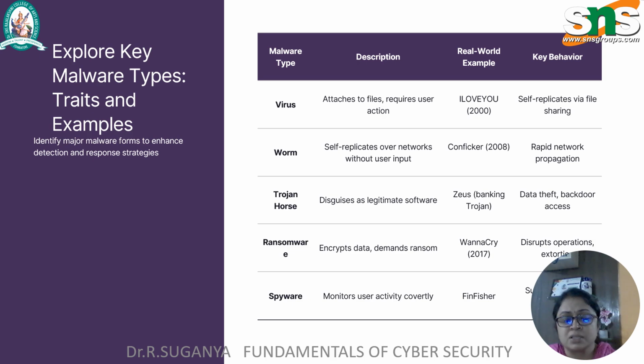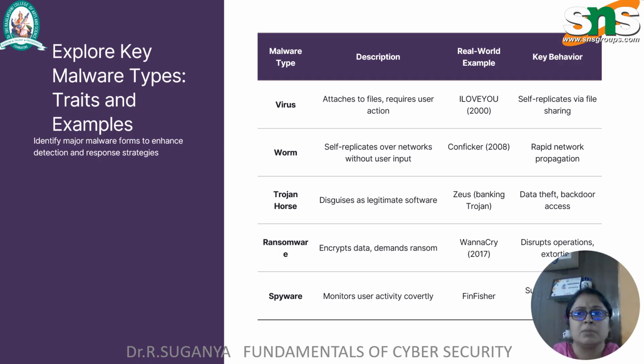And Trojan horse, which disguises itself as legitimate software. And a real world example can be a banking Trojan. Ransomware, you know, it encrypts the data. Okay, WannaCry ransomware, which happened in 2017, is one of the real world examples. Spyware, which monitors the user activity. Okay, so FinFisher is one of the real world examples.